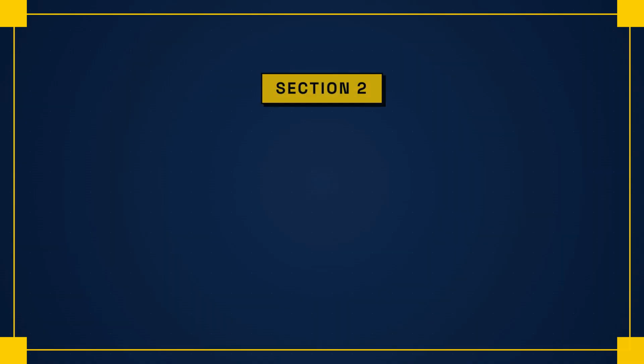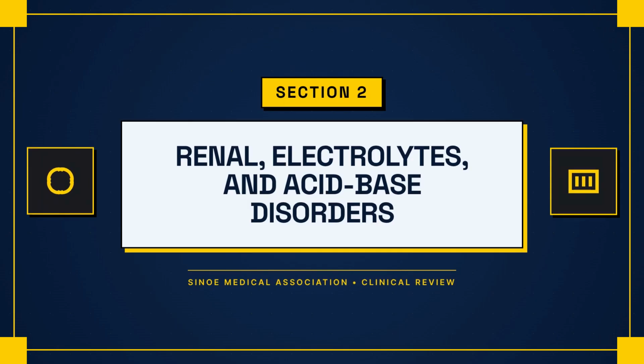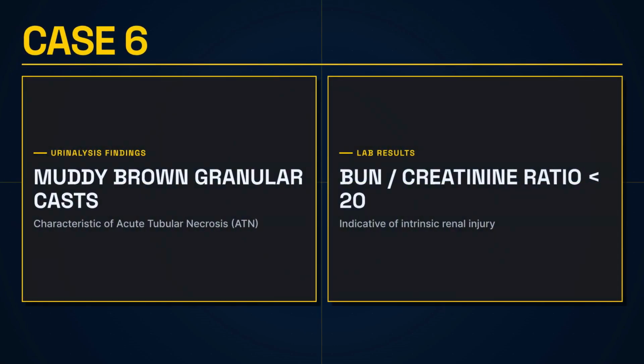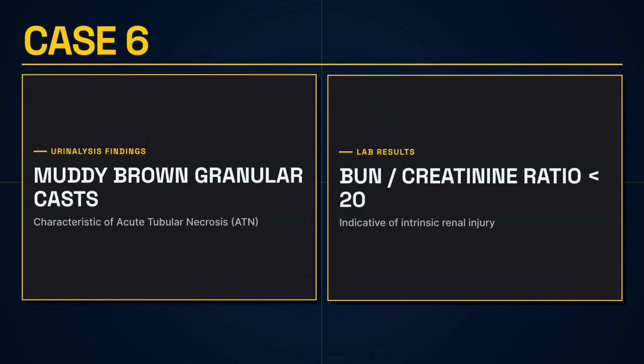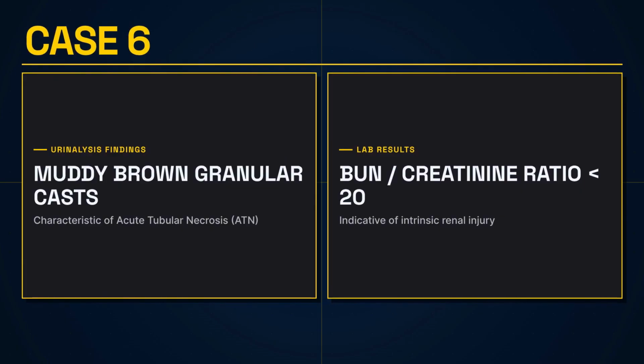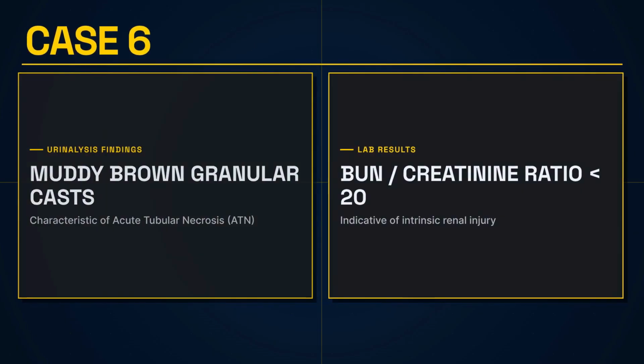Section 2, renal, electrolytes, and acid-base disorders. 4 cases to master the kidneys. Case 6, a 55-year-old man, post-aortic aneurysm repair, develops sudden oliguria. BUN is 24, creatinine is 2.0. Urinalysis shows muddy brown granular casts. What is the most likely diagnosis?